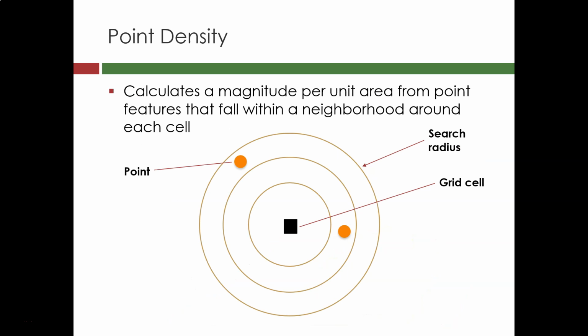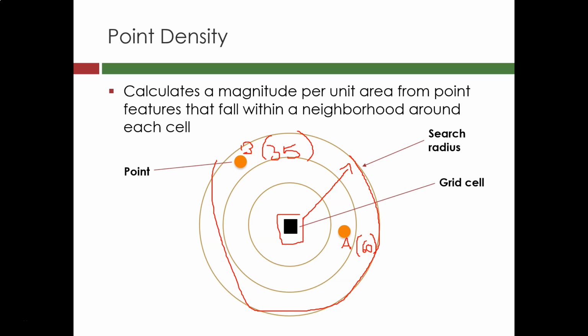Again, point density, we have an output grid cell and a search radius. Each point, let's call this point A, would have a value of, let's say, 60, and point B, let's say a value of 35. Within this area, these values are summed and divided by the area.